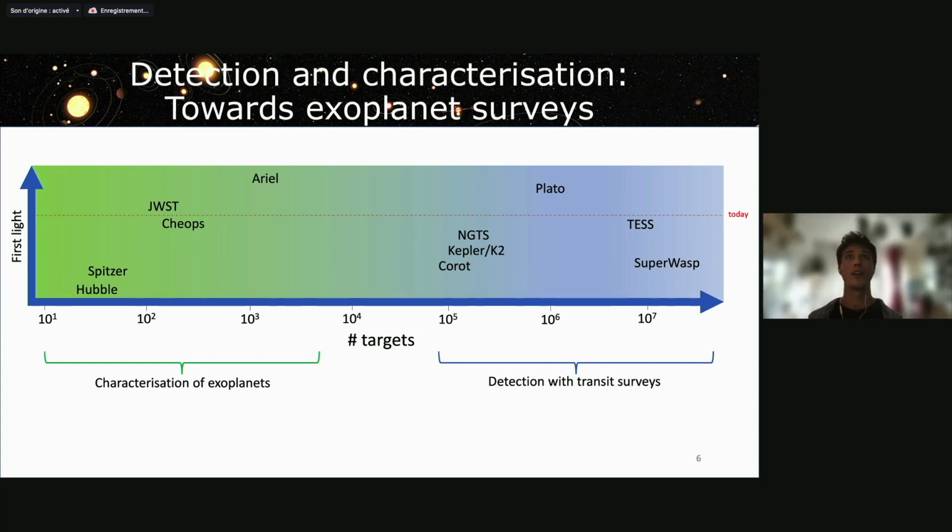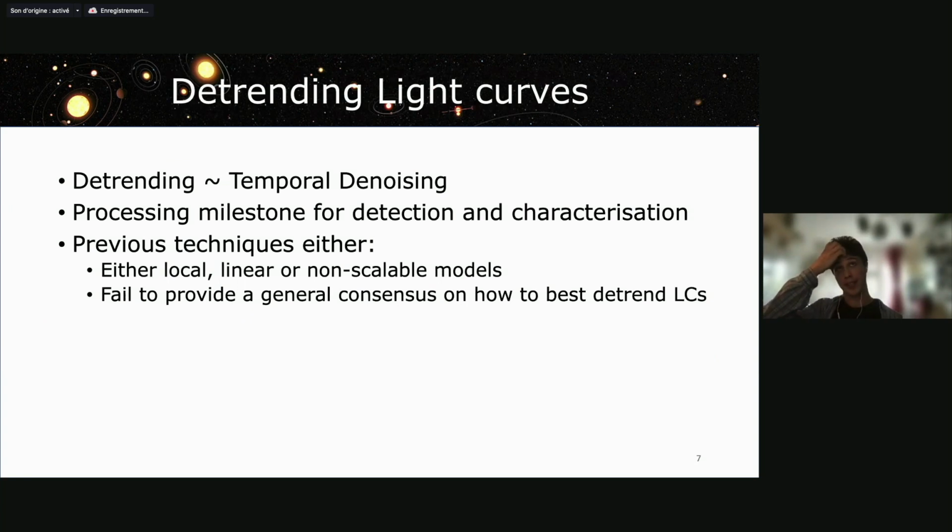So here what we are interested in is the detrending of light curves, which is the general word that we're using in exoplanet science and in light curve processing, I guess. To denoise, simply, to remove the component from the instrument and the star that we're not interested in. It's really important both for detection and characterization. And most of the techniques used so far have been either local, performing well but on single light curves, or linear or non-scalable to the hundreds of thousands or thousands even of light curves.